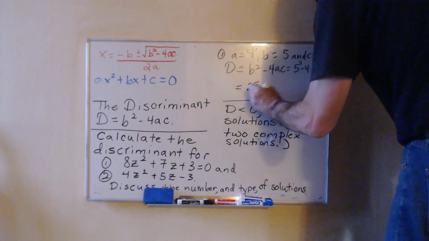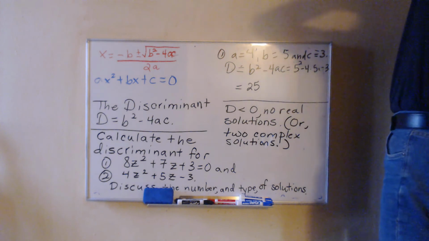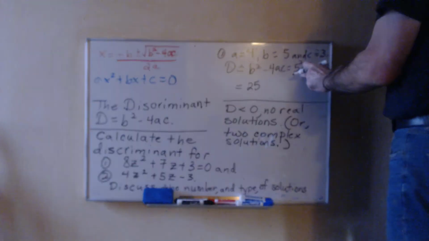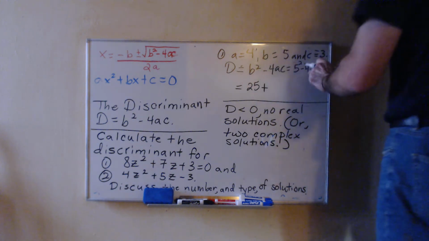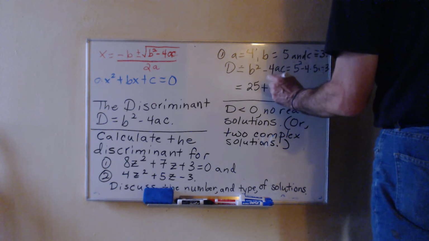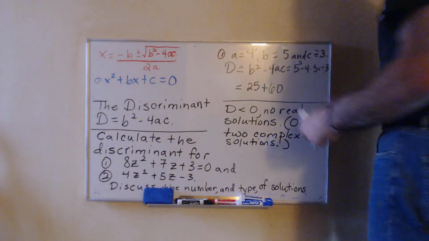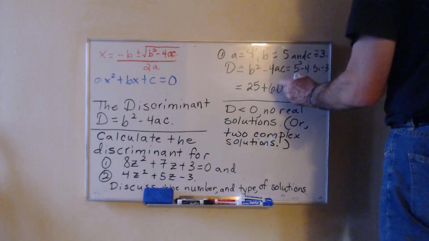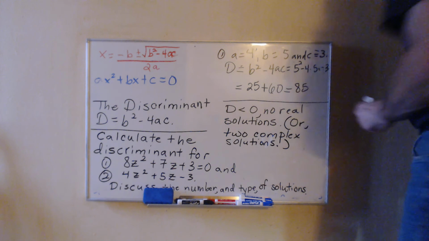5 squared is 25. Then according to the order of operations, we would be multiplying. But to figure out the sign first, I count 2 negatives. So I'm going to be adding. 4 times 5 is 20. 20 times 3 is 60. I already accounted for the signs so that we're adding. And we get a discriminant that is positive 85.